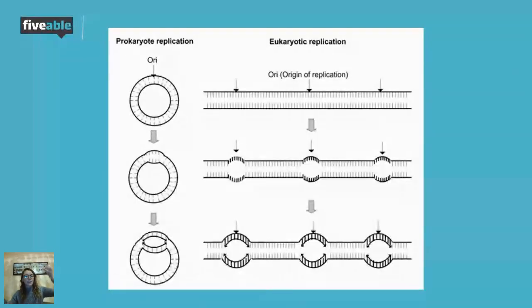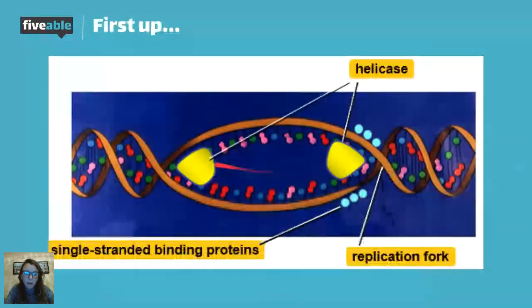Okay, so instead we have lots of different origins where we're starting at the same time and moving towards one another in order to expedite the process. Okay, so that's what we're seeing here. And the first enzyme that we'll talk about is an enzyme called helicase.